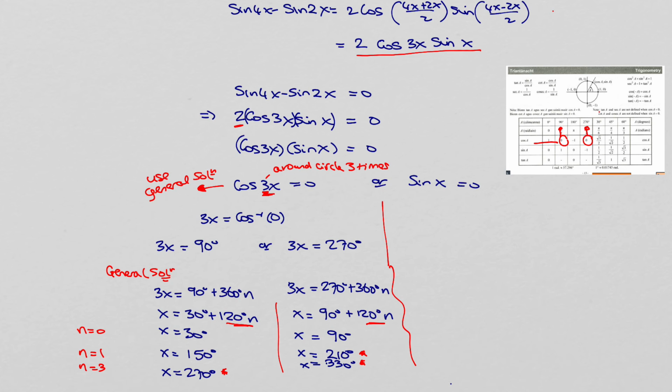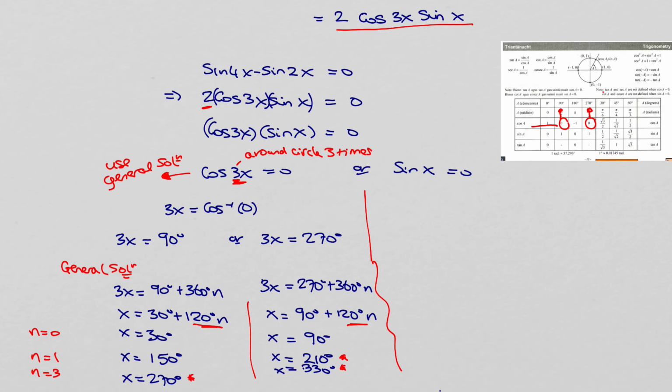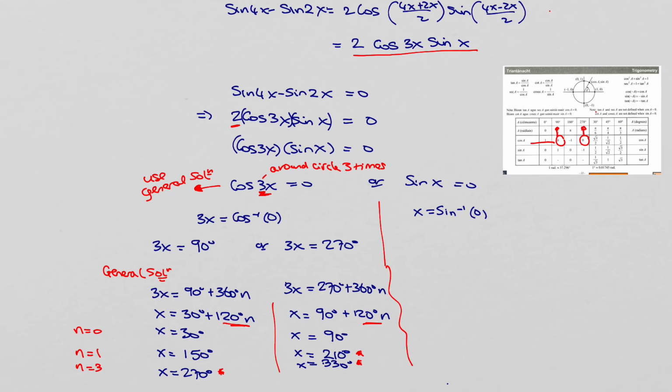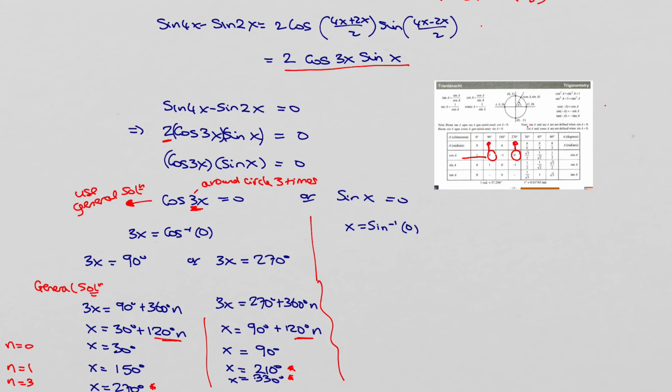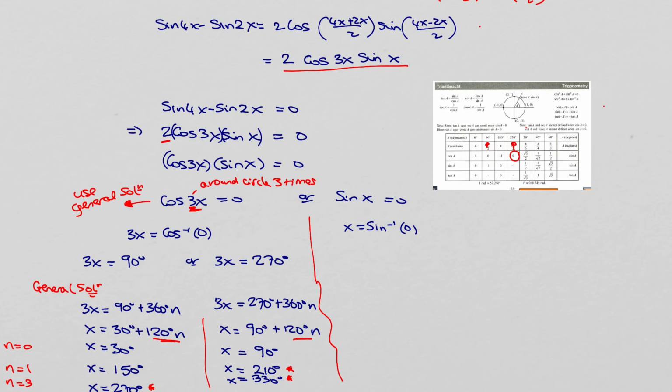We now have to look at sine x equals 0. So when sine x equals 0, that means that x must equal sine inverse of 0. And we saw again from the previous example, if I go to the tables there, sine inverse of 0 is 0 degrees. And again, 0 gives us 180 degrees. And of course, I can also have 360. But again, that's gone beyond our domain, right?